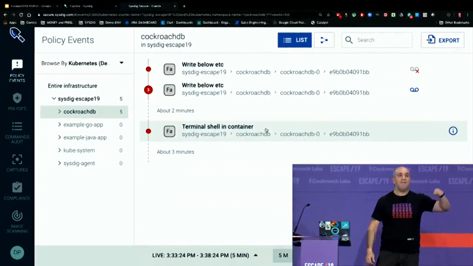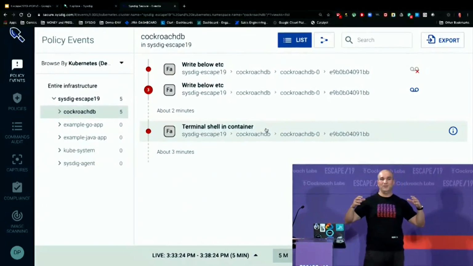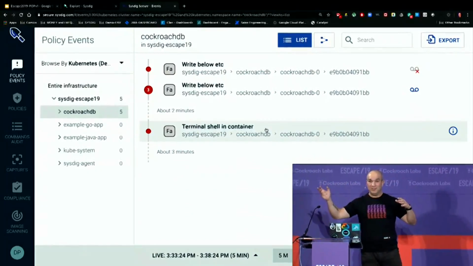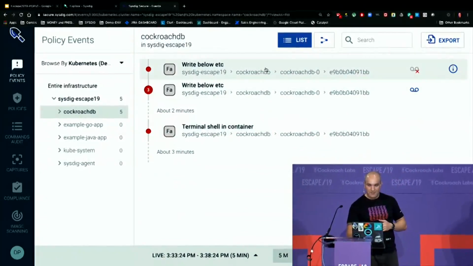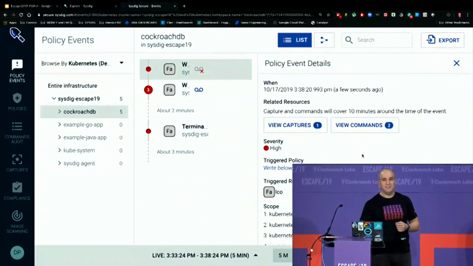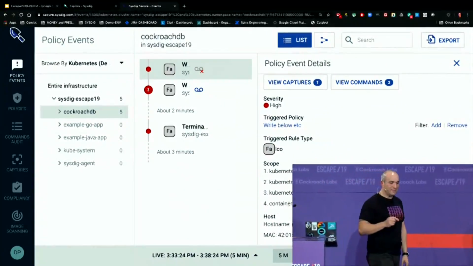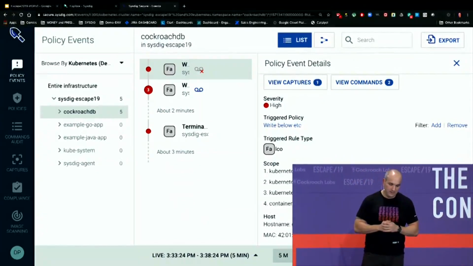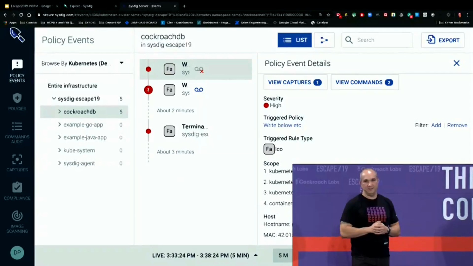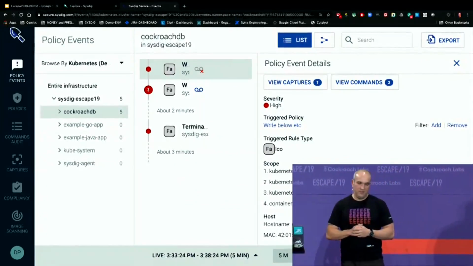Think about this. If I have hundreds of nodes in a cluster through a multi-cloud deployment, how do I know which one this happened on? So now I look, it says right below /etc, and it gives me the policy violation events. It's showing me the cluster name this happened on, which is that Sysdig Escape 19 cluster. It's showing me the namespace. It's showing me the pod name. It's showing me the container ID.